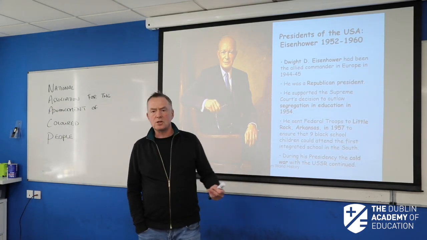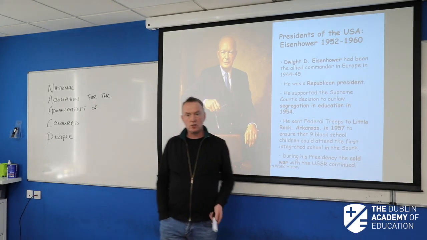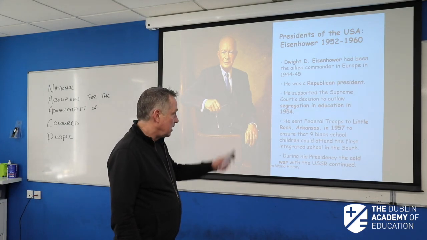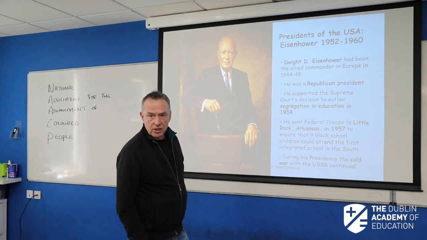So Eisenhower, when the test came, was going to uphold the law of the land. So the idea is to change the law of the land. That's the strategy of the NAACP. That's what's happening. This is the beginnings of what we call direct action.